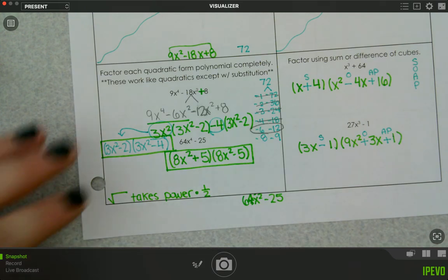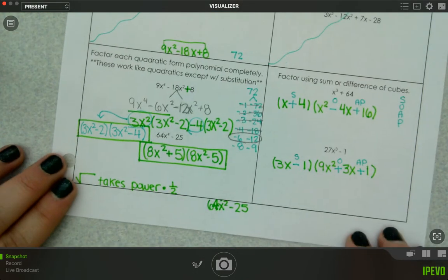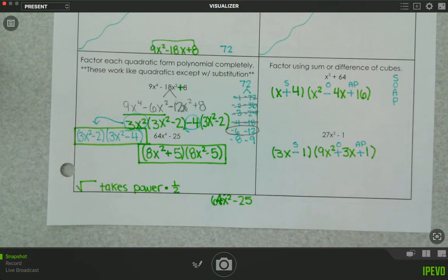All right, let's do a couple from the assignment to kind of get on the same page. So I'm going to switch over. Here's the notes one last time. I'm going to do numbers 26 and 27.